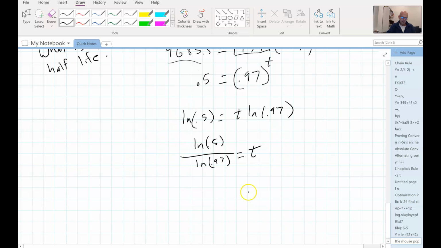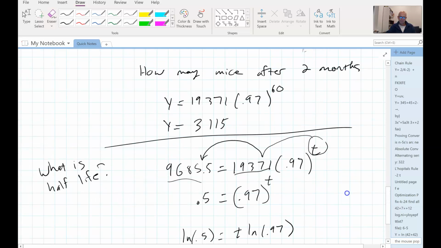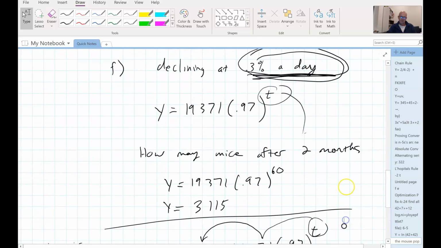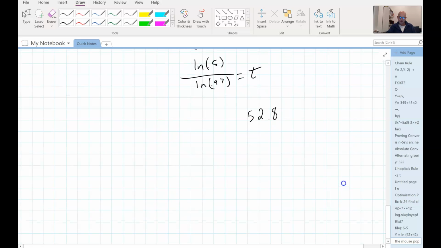52.8. It's 3% a day, yeah. So it's going to take 52.8 days for the population to be cut in half. You know what? I did that wrong. Let me run that again. Natural log of, I think I did it 5 instead of 0.5.